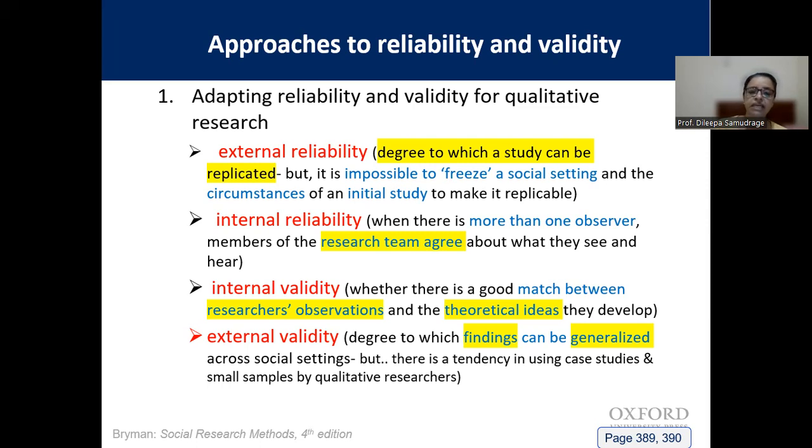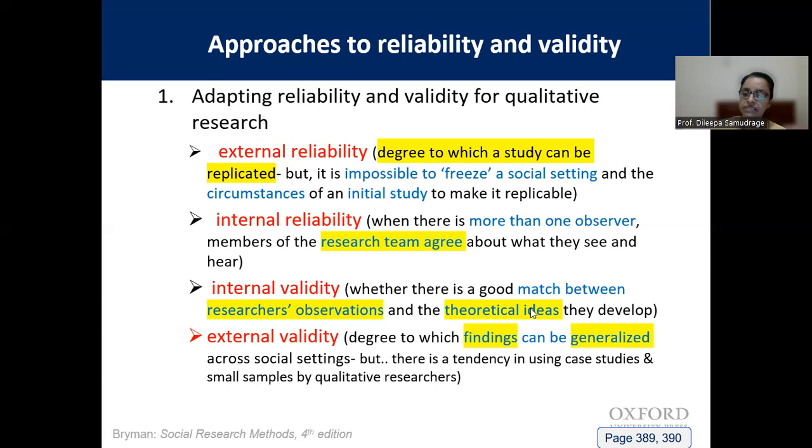Internal reliability, right? When there is more than one observer, members of the research team agree about what they see and hear, right? So if all of the team members agree, then we say there is internal reliability. Internal validity means whether there is a good match between researchers' observations and theoretical ideas, right?